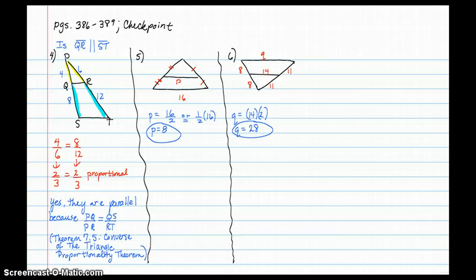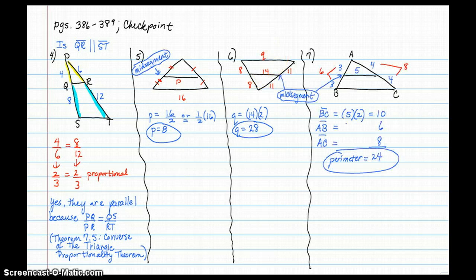In 5 and 6, we have to find the variable. You have a midsegment that cuts a triangle, so the midsegment is half of the third leg of the triangle. And so you can see that half of 16 is 8. And then over here, you're given the midsegment. Finding the perimeter.